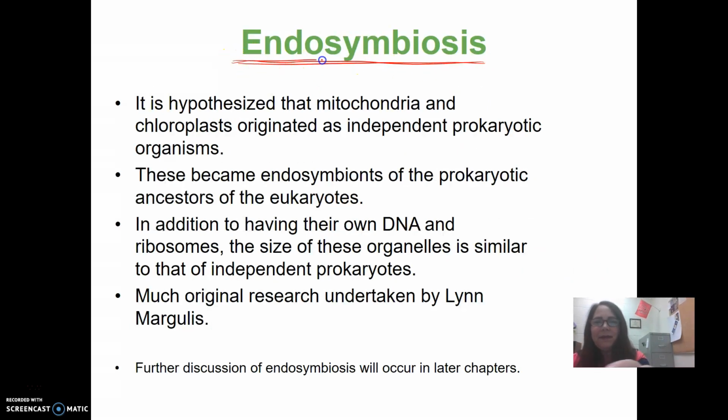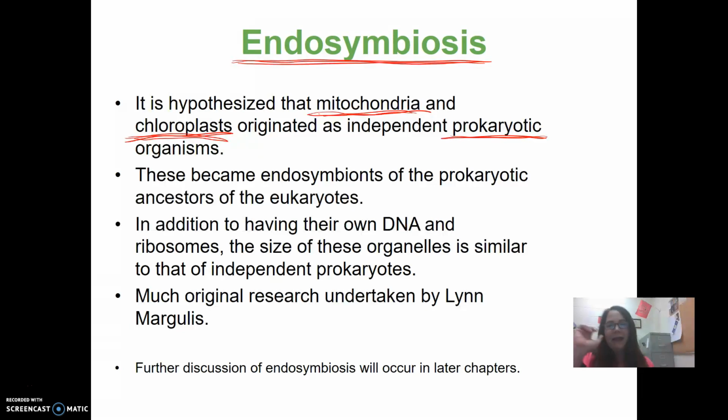Endosymbiosis is a theory, a hypothesis, that says that mitochondria and chloroplasts at one time, early on in evolution, when there were only unicellular organisms on the earth, were actually prokaryotes. So they were some type of unicellular organism like a bacterium. And then over time, a larger cell, a larger plasma membrane, engulfed the mitochondria and the chloroplast. If it just engulfed mitochondria, it became more of an animal-like cell. And if it engulfed mitochondria and chloroplast, it became more of a plant-like cell.